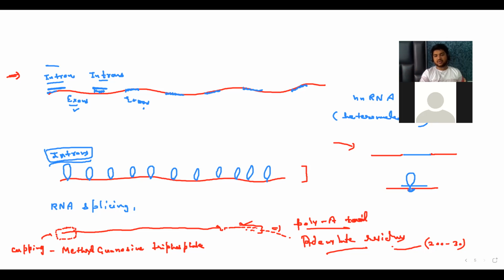Finally it is released from the nucleus into the cytoplasm. So now it is coming from the nucleus to the cytoplasm. Got it now? Okay, very good.